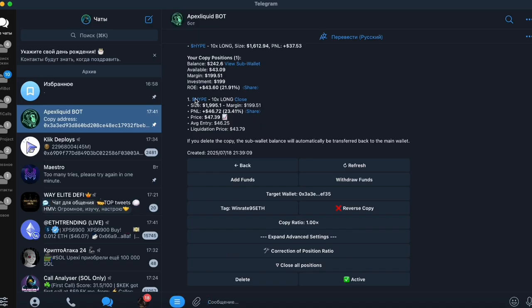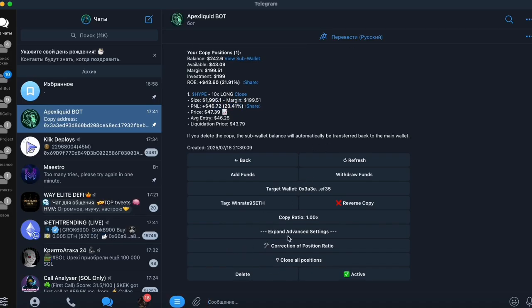In this case, for example, the position on Hype is open and it's bringing in 23%, which is $46. We can also edit the settings here, like changing the copy ratio, for example, and we can close all positions with the click of a button. And we can also, for instance, disable a wallet by making it inactive. And look, an important point, if you want to close a sub-wallet and, for example, want to withdraw funds, you will first need to close all positions. And then, by clicking the delete button, all the funds involved in this wallet will be returned to the main wallet, after which you can withdraw them.